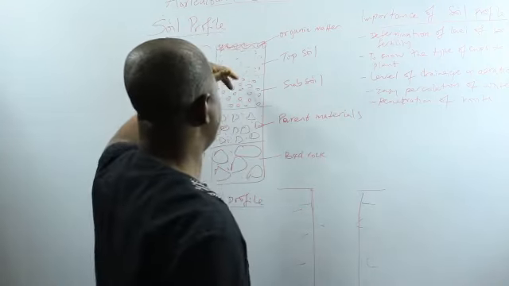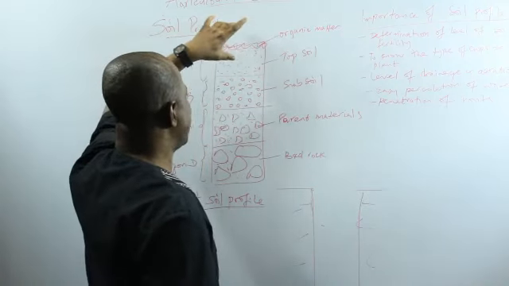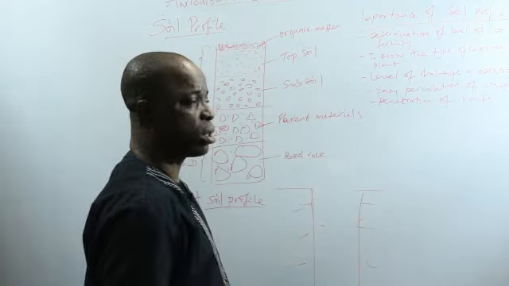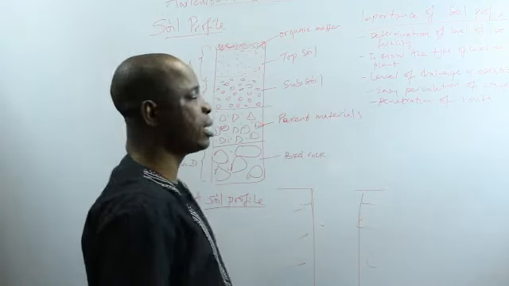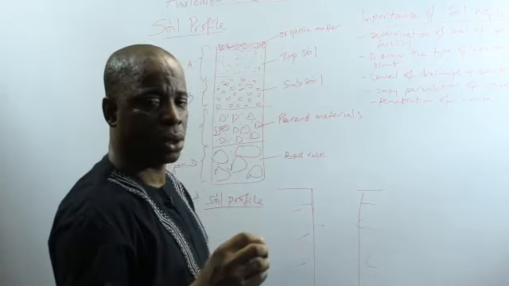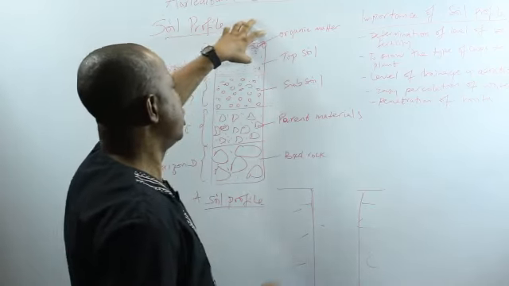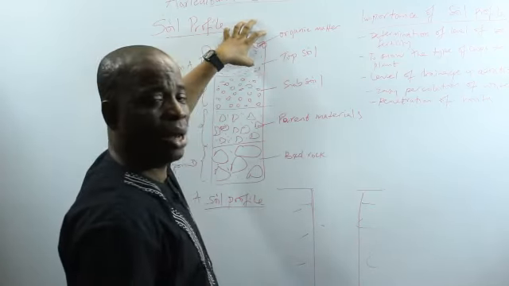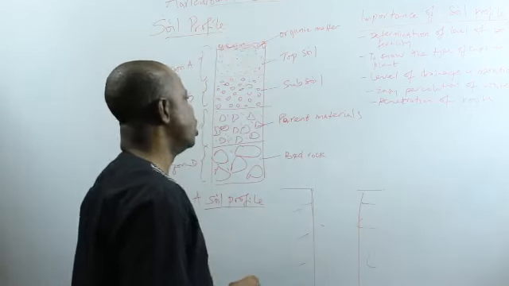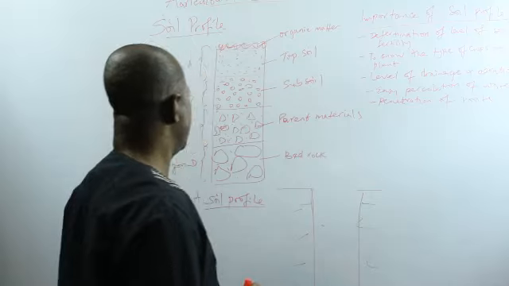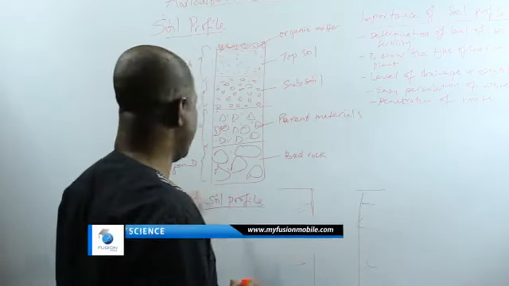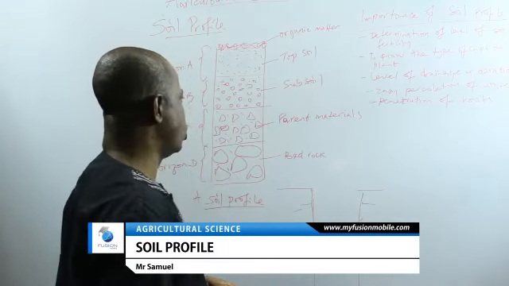Now, as we move down from the organic matter, you get to the topsoil. The topsoil is also called horizon A. That one is very close to the surface. This is the one that contains very tiny particles. The particles are well broken down and well weathered. Then when you go from there, you move to the next stage, which is horizon B. The particles here are bigger than the ones in horizon A.